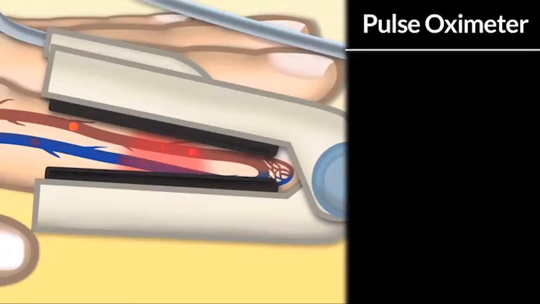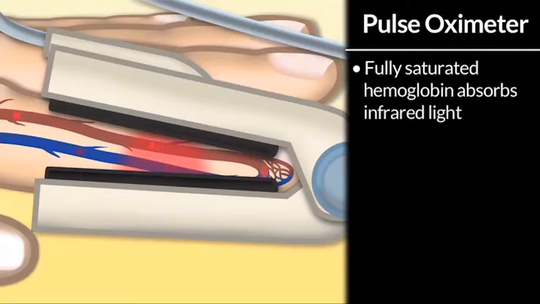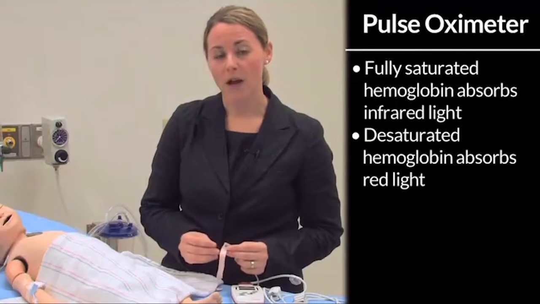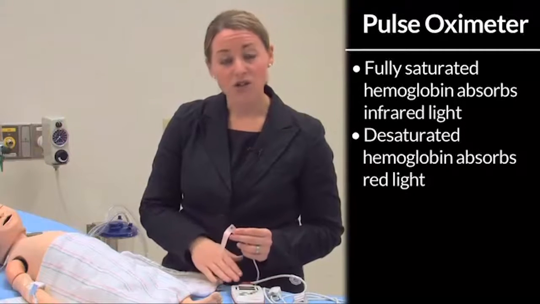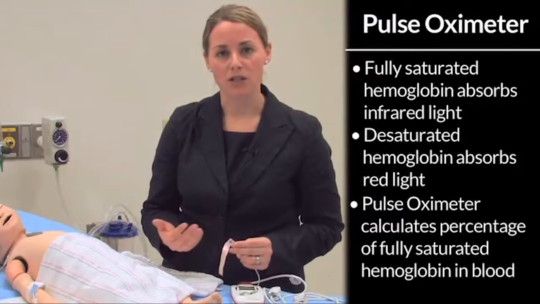As the red and infrared light passes through the tissue bed, the hemoglobin, which is fully saturated and desaturated, will absorb different spectrum and different amounts of light. So fully saturated hemoglobin will absorb infrared light more readily, and fully desaturated hemoglobin will absorb more red light. And by passing this information about how much light is absorbed, both infrared and red light, the machine will be able to calculate the percentage of fully saturated hemoglobin in the patient's blood.